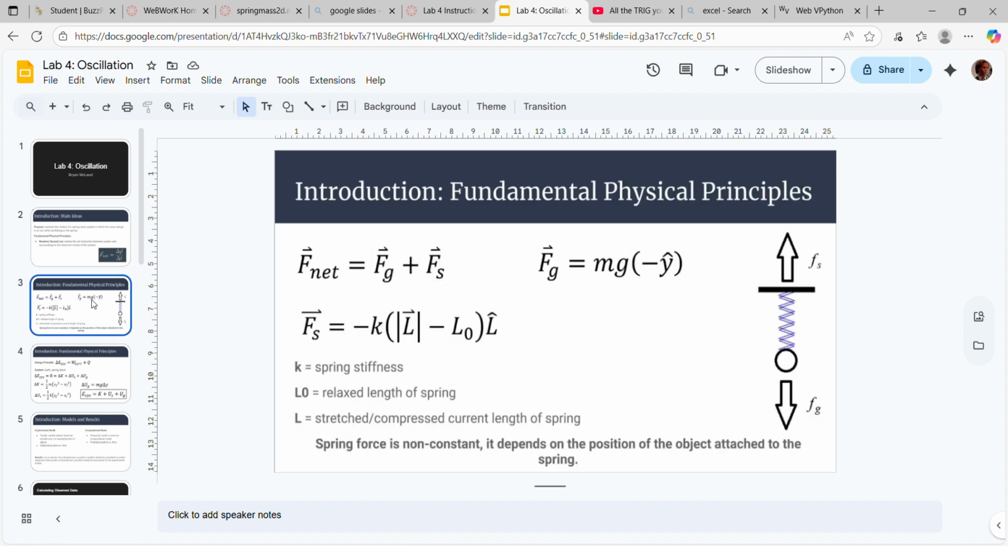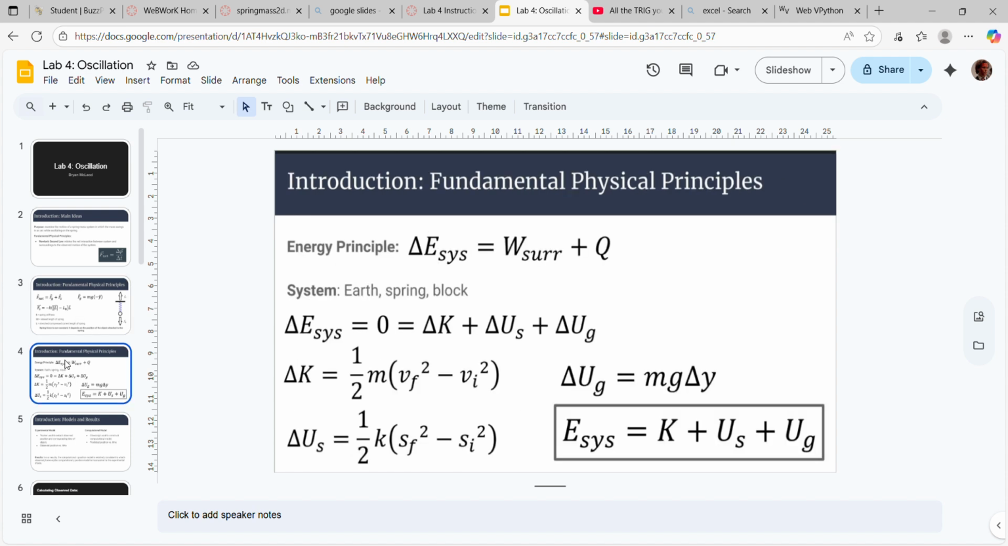Other important formulas we need to know is that F net is equal to the combination of the force of gravity plus our spring force. Here are the formulas down below. So we have spring stiffness and relaxed length, that all calculates into the force of our spring. Introduction of fundamental physics properties.